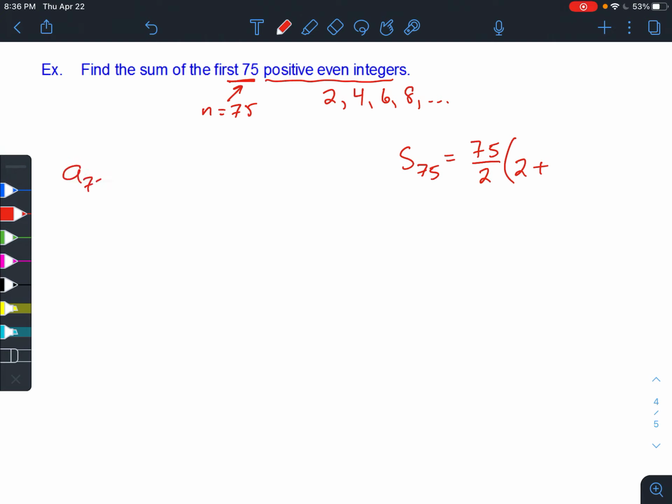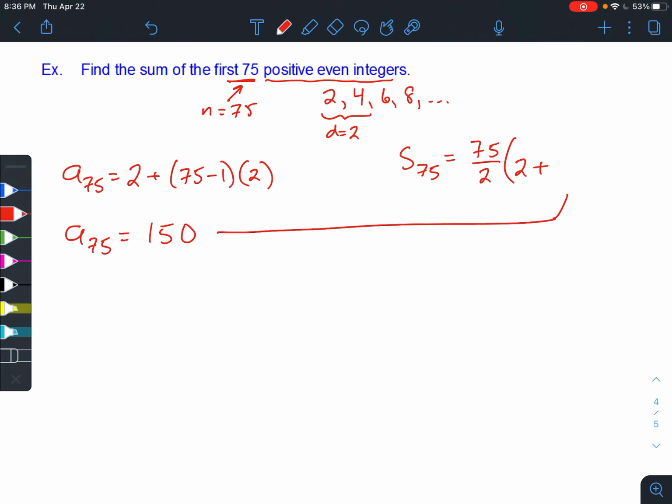All right, a sub 75 equals first term 2 plus the n, which is 75, minus 1, times our common difference. And again, maybe blatantly obvious here, but of course if I'm doing 2, 4, etc., that means my common difference is 2. All right, so you throw that together, and that gives us a sub 75 equals, and you probably guessed this already, and this is one of those that does actually work out the way you predicted, 150.